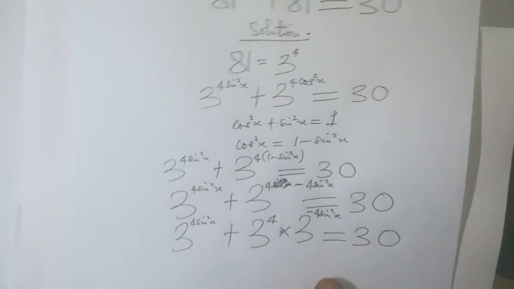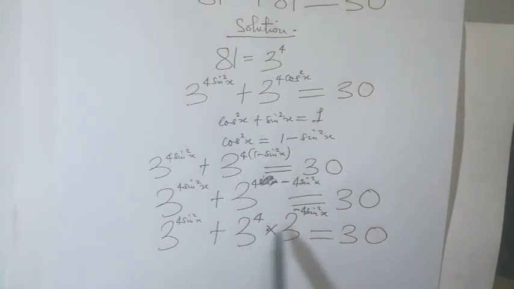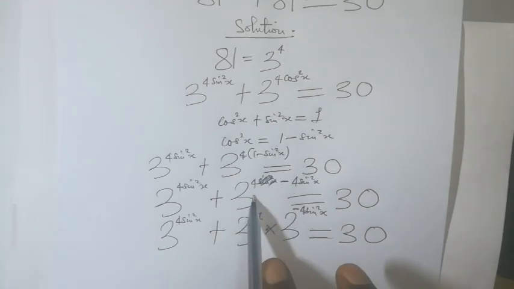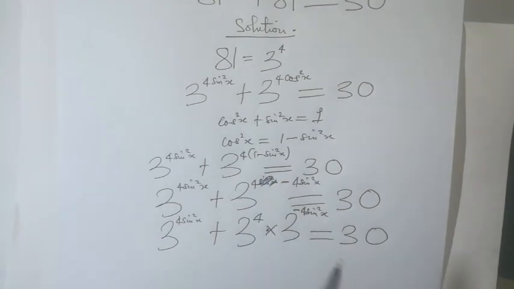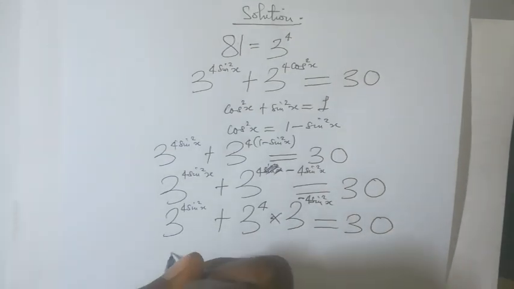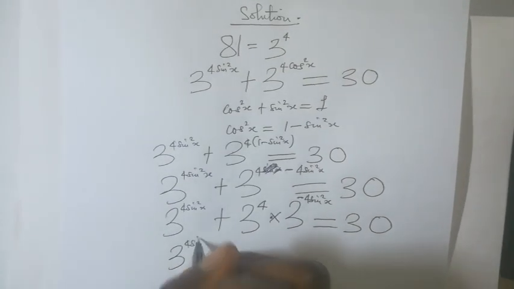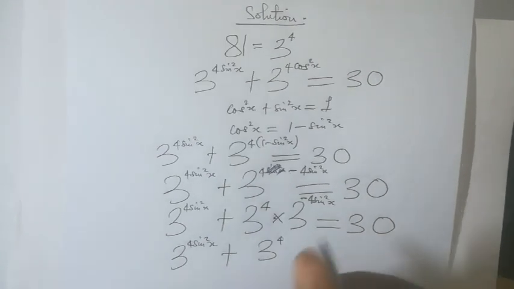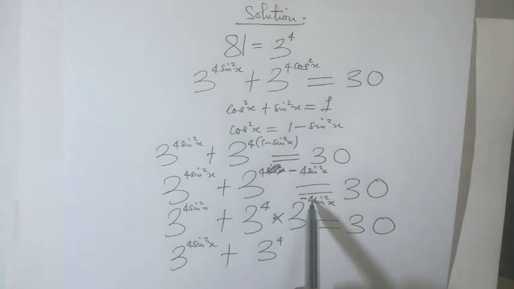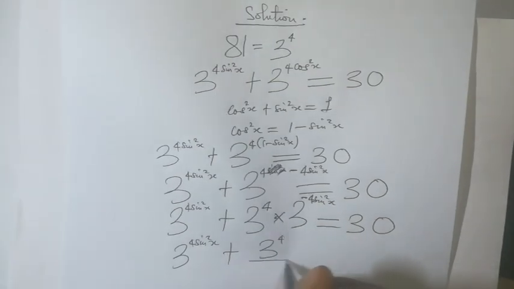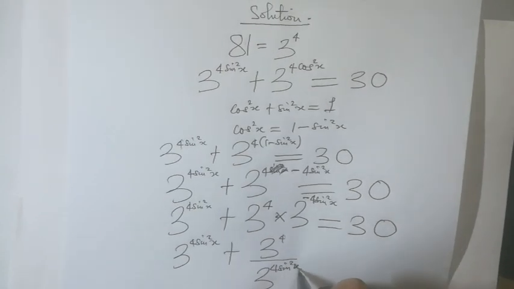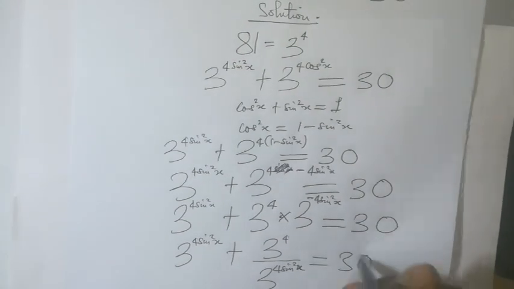So if you look at it, we are progressing. Because from the laws of indices, which is the product law, this can be transformed into this. You get it? So in that case, I can say we have 3 to the power of 4 sine square x plus what? 3 to the power of 4. You see, I'm going to take the reciprocal to do away with this minus. So we are going to have, all over what? 3 to the power of 4 sine square x, is equal to 30.